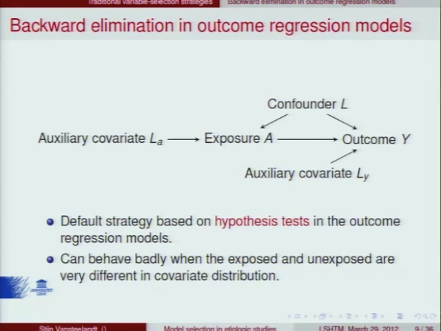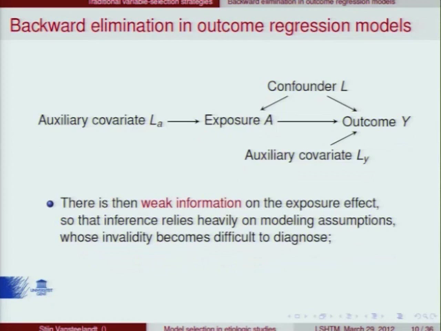In those settings, we end up with a situation where the exposed and unexposed people can be very different in terms of their covariates. And so there's a couple of implications. One implication is that if the exposed and unexposed are very different, then it's very difficult to find an exposed and unexposed person with the same covariates, so comparable people. And if it's difficult to find those, then it means there's weak information on the exposure effect. If the data don't carry a lot of information, well, then the information must come from the modeling assumptions. And so the inference typically becomes very heavily dependent on modeling assumptions. And at the same time, the validity of the modeling assumptions becomes really difficult to check, precisely because there's not a lot of information in the data.